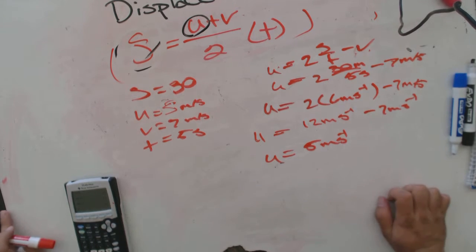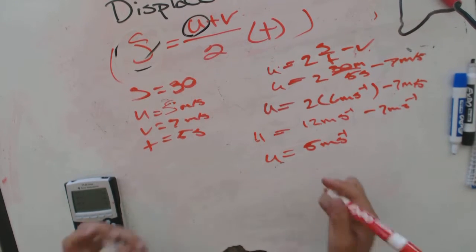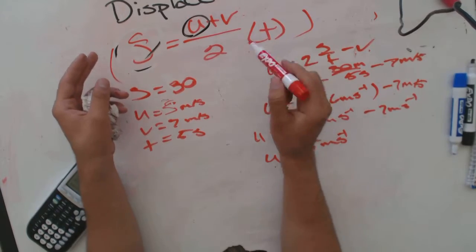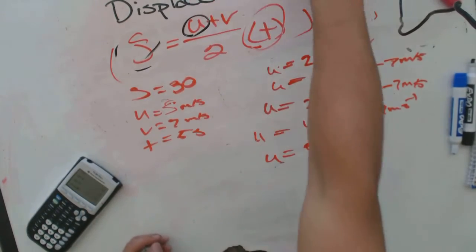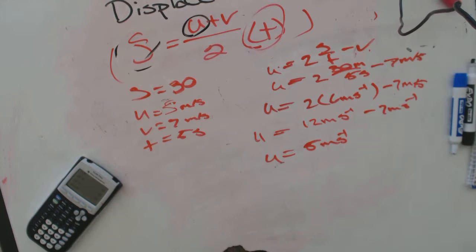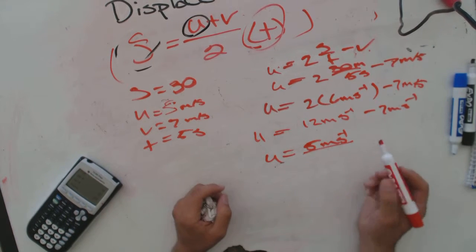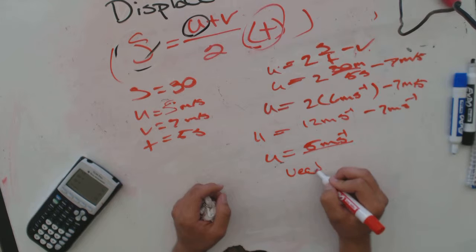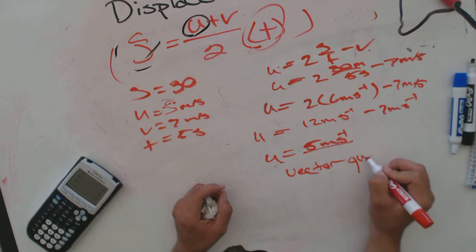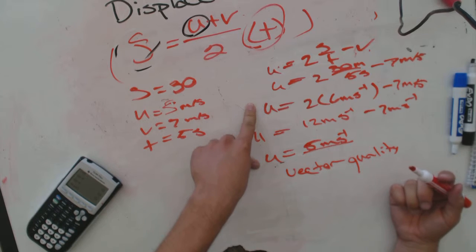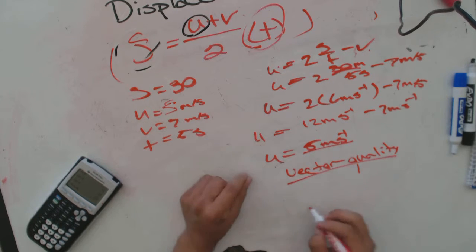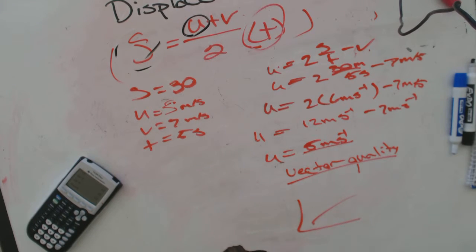So let's say you want to find V or T, you do the exact same thing. You just take the equation apart and isolate the variable you're looking for. In this case, it was U. It might be T next time. So just keep that in mind. And like I was telling you, velocity, including initial and final velocity, is a vector quantity because it has distance over time.